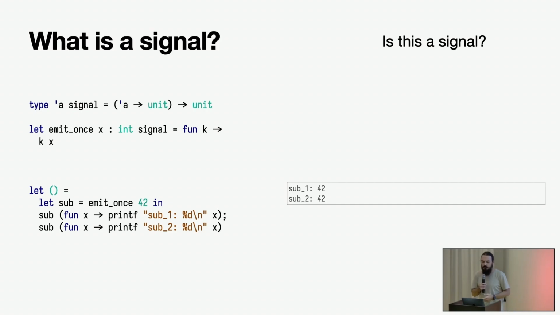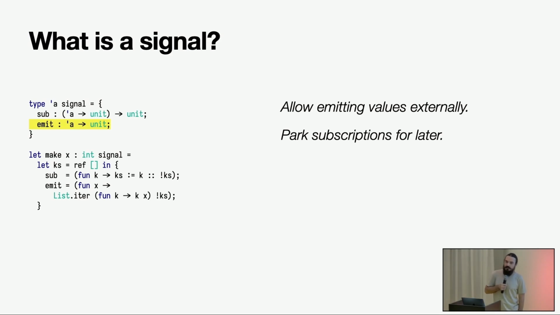So what's missing? What do we need to add to this to make it a signal? We need to give it the ability to publish values externally. So we want to allow it to not only give us the way to subscribe, but also give us a way to publish something so that it becomes useful. And the implementation is pretty trivial. We still have the same sub, but instead of publishing the value immediately, it just parks it, keeps it in a mutable list and does nothing else. And whenever someone calls emit, we iterate on those consumers and we dispatch the values.